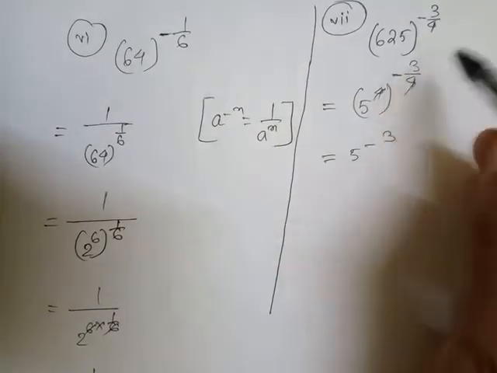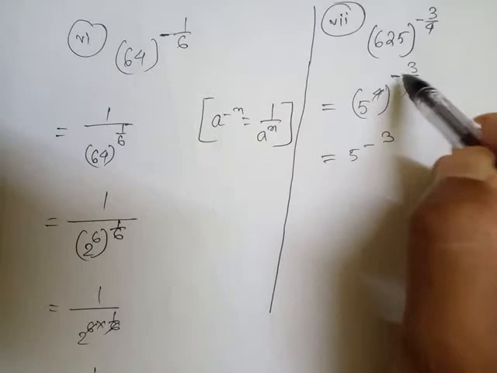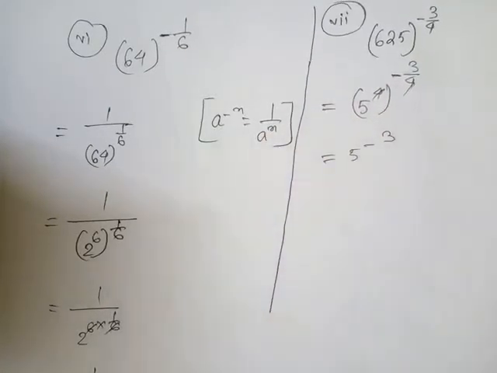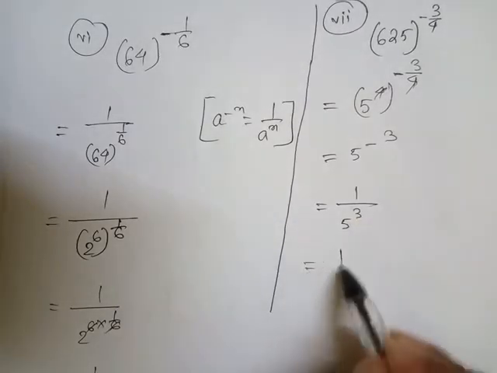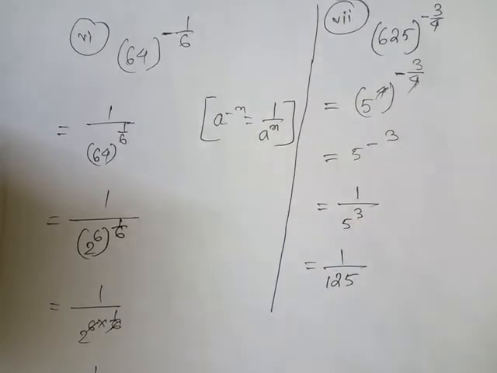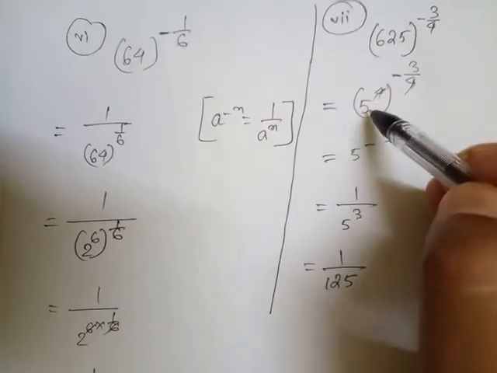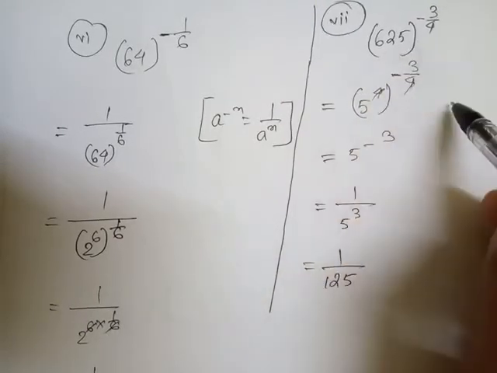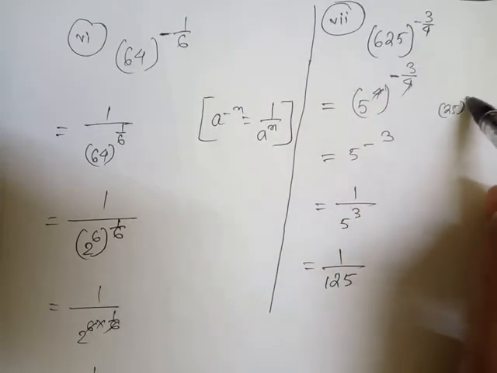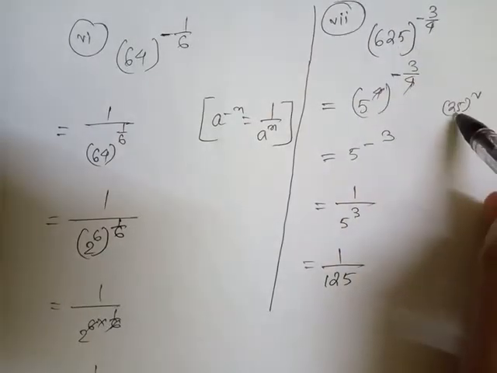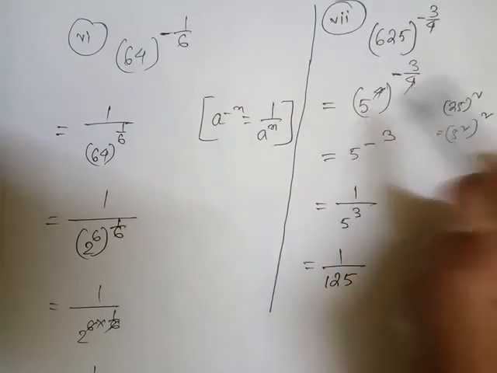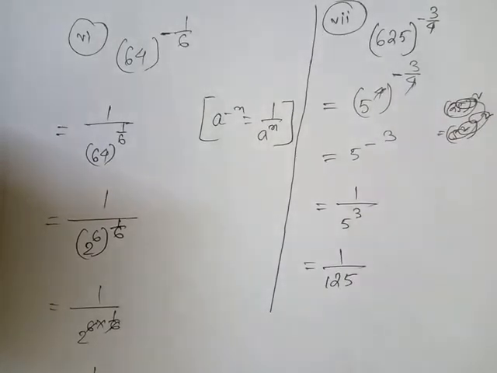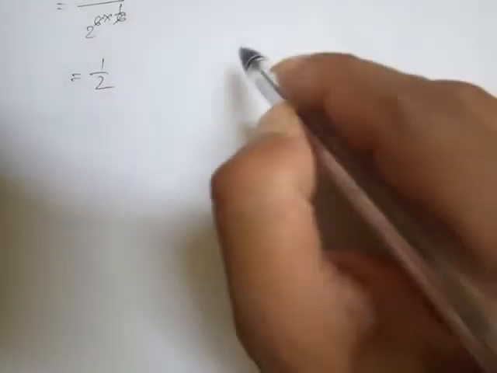Now I am using the formula. Here 5 to the power minus 3 means 1 by 5 cube, which means 1 by 125. Look student, here I have written 5 to the power 4. Why? Look here, 25 square is 625, and 25 means 5 square, whole square, 2 times 2 is 4, that's why I wrote 5 to the power 4. This is the answer of Roman 7. Now we are going to solve Roman 8.